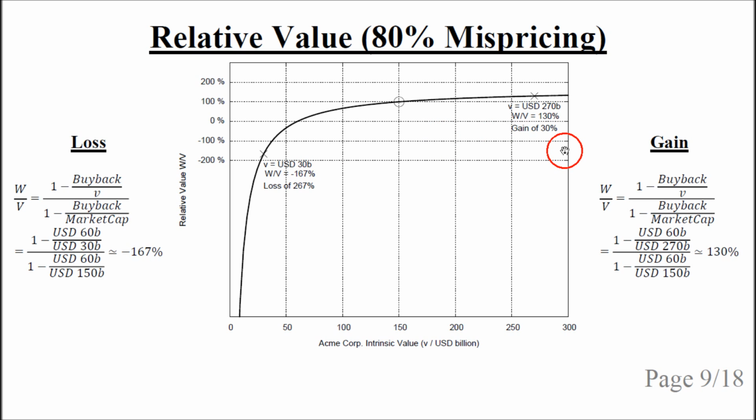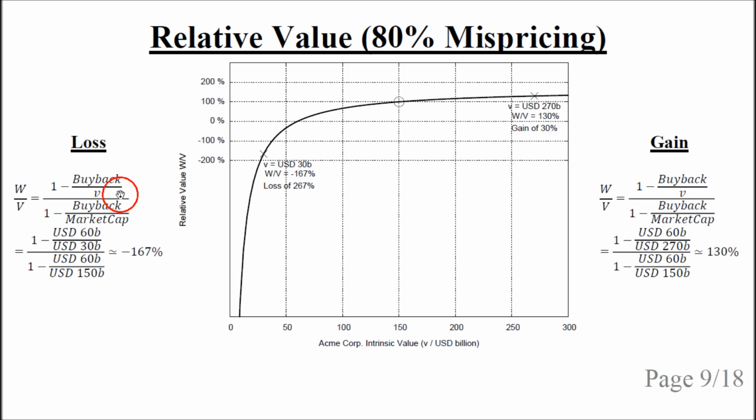So if the intrinsic value is $270 billion, it comes out to a gain of 30% from making the share buyback. But if the intrinsic value is only $30 billion, then we have a loss of 267%. So what is happening here is that we have a relative value that is a negative 167%. This is because we plug in the buyback amount of $60 billion, the intrinsic value of only $30 billion, which is smaller than the buyback amount, and the market cap is $150 billion. So this comes out to minus 167%.